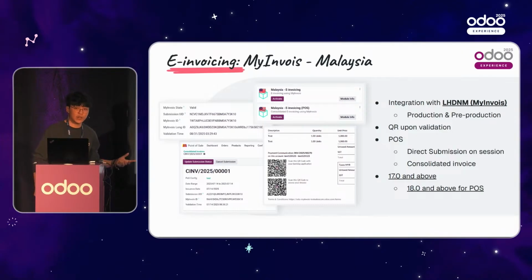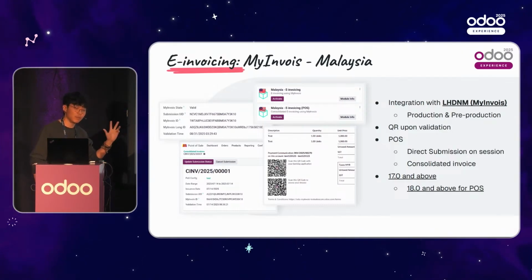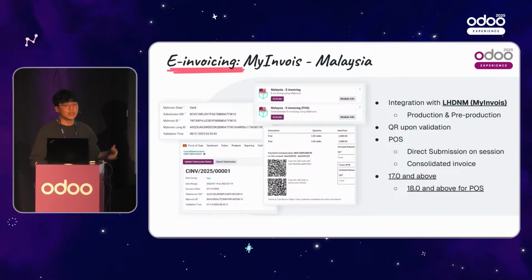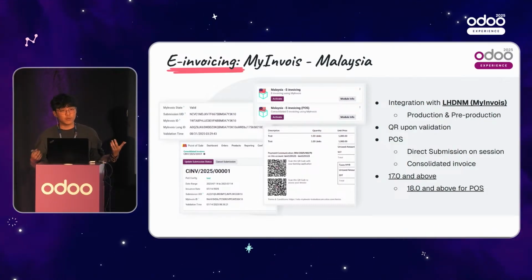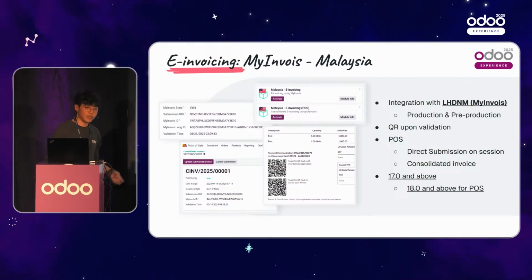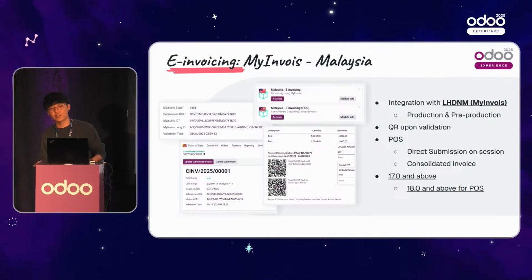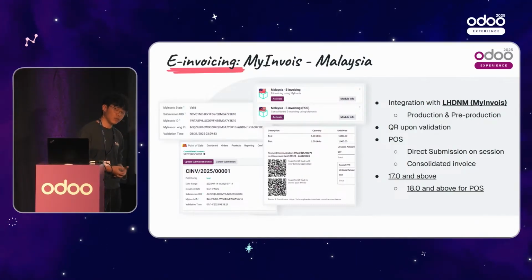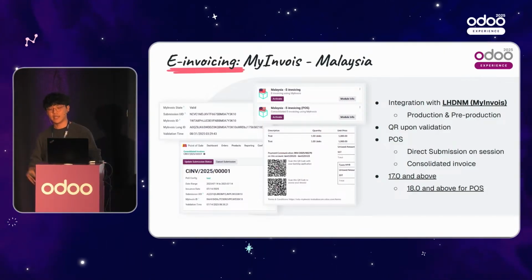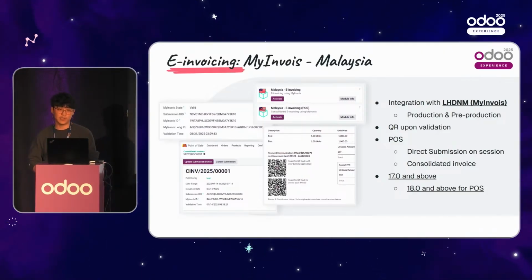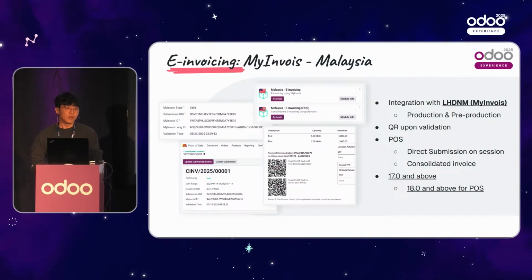So we directly integrated with MyInvois, the official portal and platform of Malaysia, so that we can submit e-invoices seamlessly in Odoo. We support all the documents that are needed, including invoices, self-billed invoices, credit notes, debit notes, and billing notes. We also support both production and pre-production environments, where the user can connect to pre-production for testing, and once they want to switch over to production, they can do so and immediately, seamlessly transition to submitting. But this is not all.